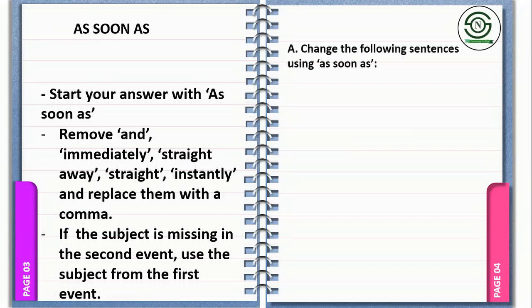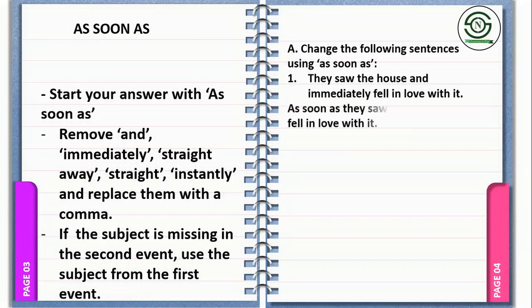Change the following sentences using as soon as. They saw the house and immediately fell in love with it. So remove and immediately. घर देख्ने बित्तिकै घर मन परिहाल्छ. Therefore, you copy the question as it is. As soon as they saw the house, they fell in love with it.